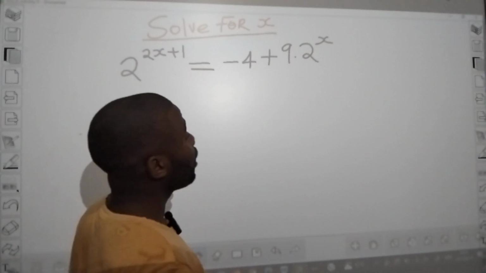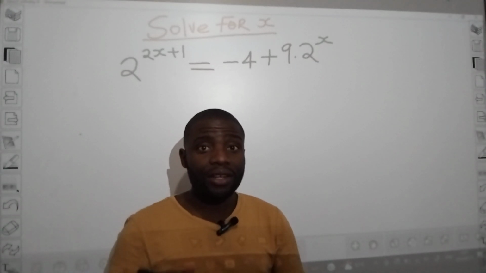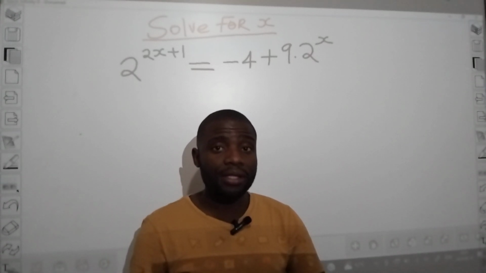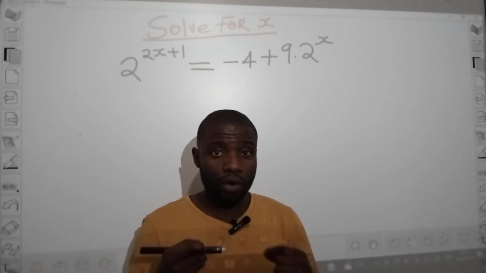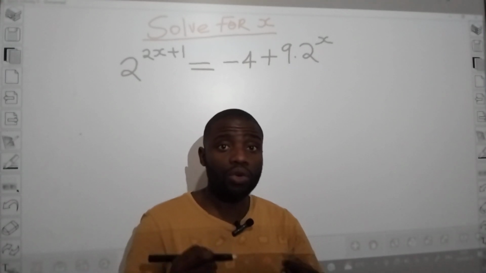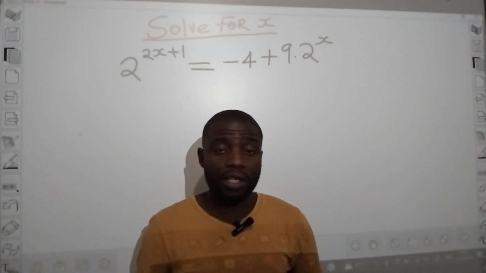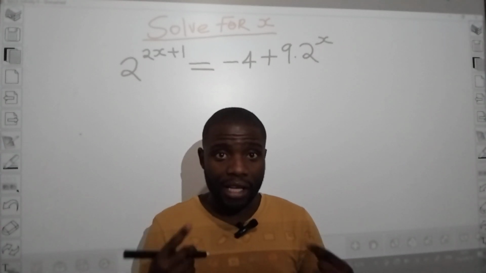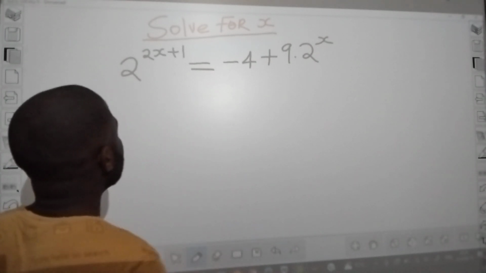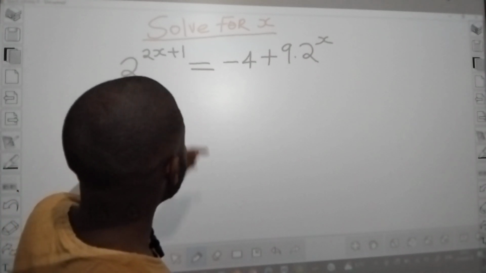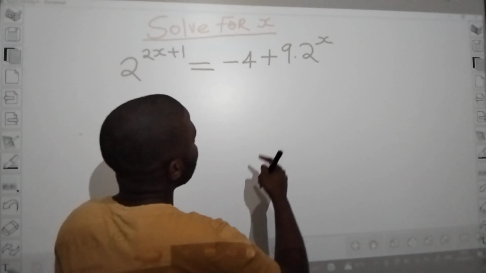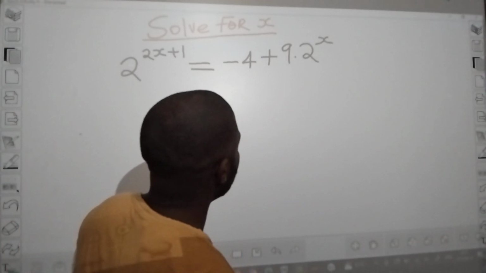So in this session, I'll be basically helping you to understand one of the critical components of knowing how to solve for x. You need to realize that as you'll be writing paper 1, you'll always get the question of solving for x. It will depend on how the question is being asked or structured. So as you can see here, we have 2 to the power of 2x plus 1 equals minus 4 plus 9 times 2 to the power of x.